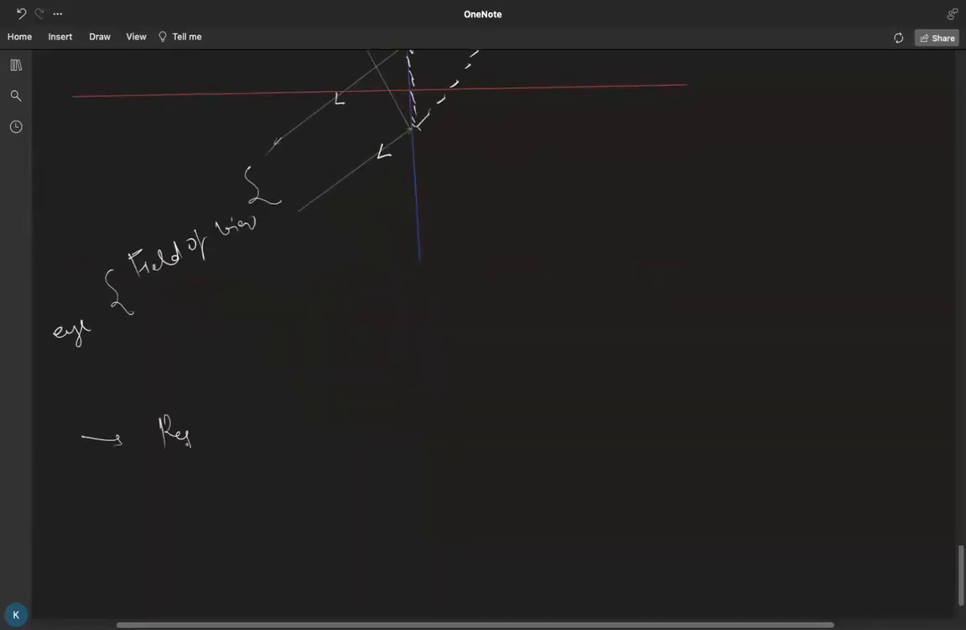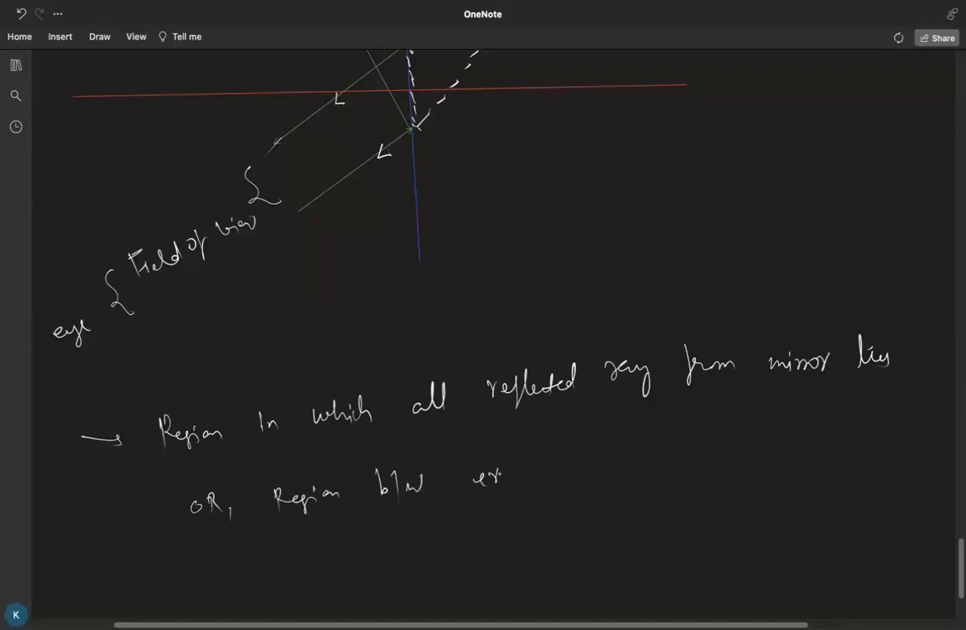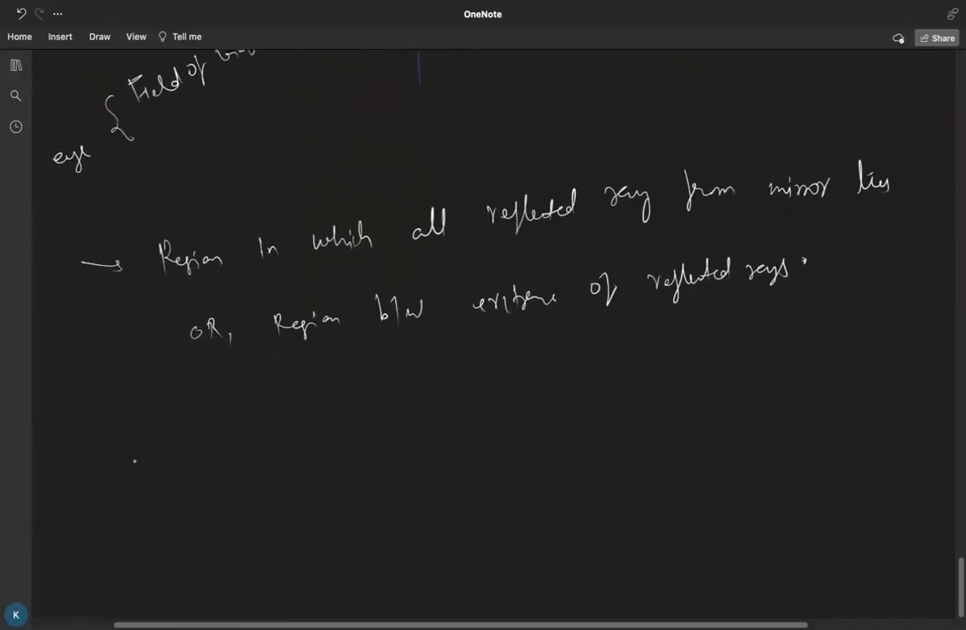The region in which all reflected rays from the mirror lie, or the region between the extremes of reflected rays, is termed the field of view, right? And the next thing you can note is that to see the image, the observer's eyes should be in the field of view.